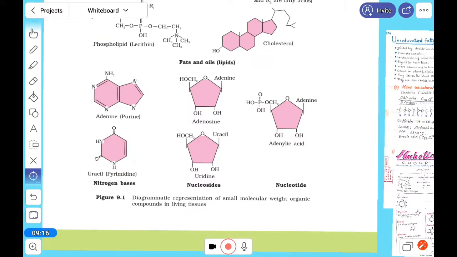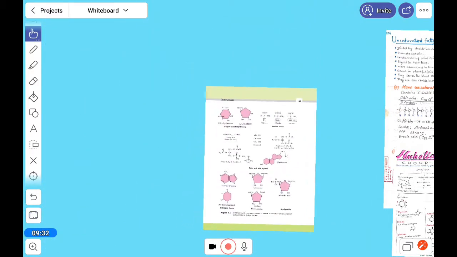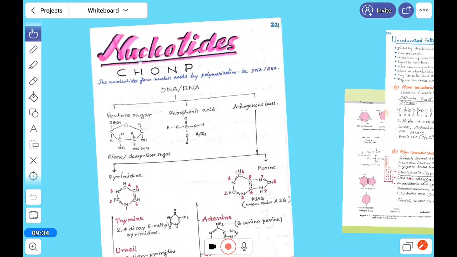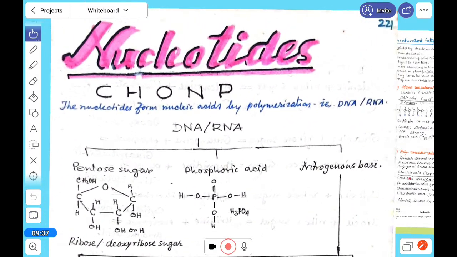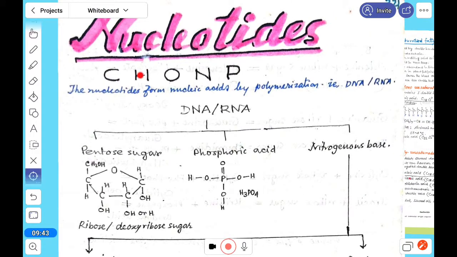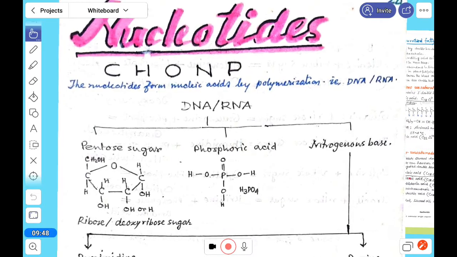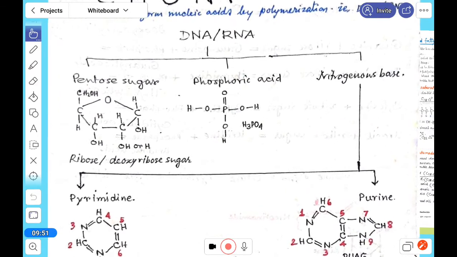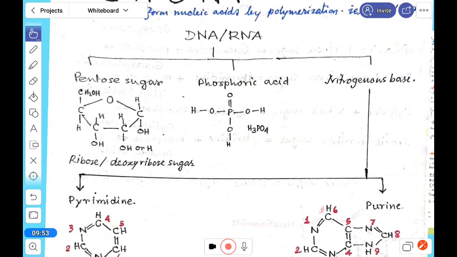Next part is nucleic acid. The nitrogenous bases adenine, guanine, thymine, cytosine are all in your book diagram. These are purine and pyrimidine. So let's learn this in a systematic way. Nucleotides contain carbon, hydrogen, oxygen, nitrogen, and phosphorus is also added. So in DNA and RNA, what is found there?